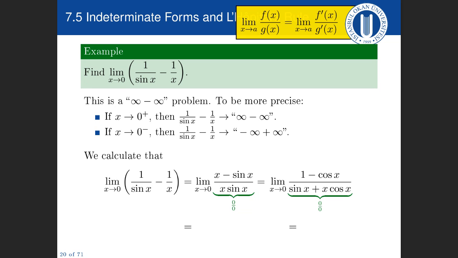Differentiate the function on the top, 1 minus cos x. Differentiate the function on the bottom, sine x plus x cos x. But that's still 0 divided by 0. So we use L'Hopital's rule again. Differentiate the function on the top, sine x. Differentiate the function on the bottom, you can check, 2 cos x minus x sine x. And then what do we get if we replace x by 0? Then we get 0 on the top and 2 on the bottom. So, of course, the limit is equal to 0.